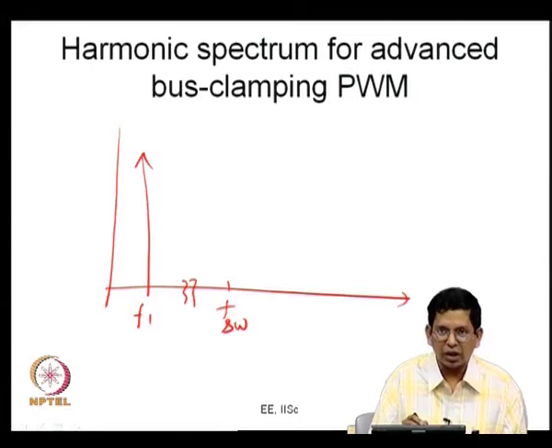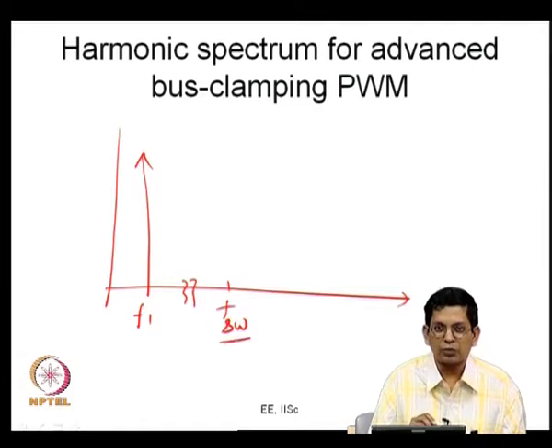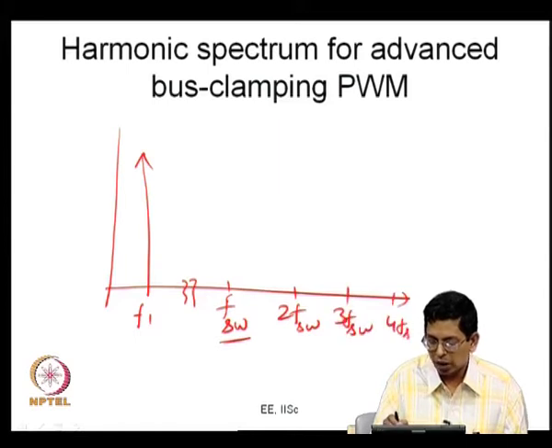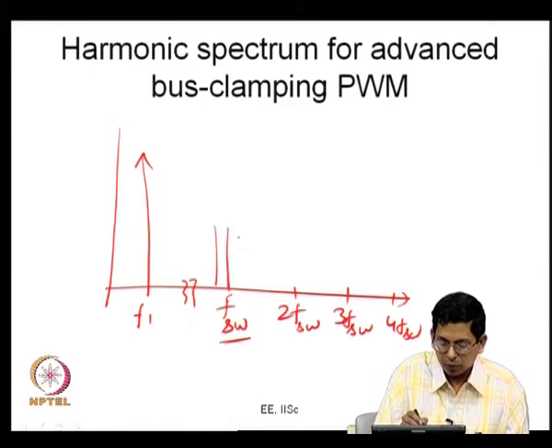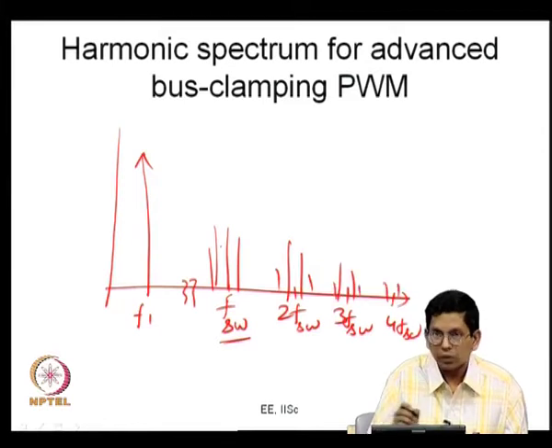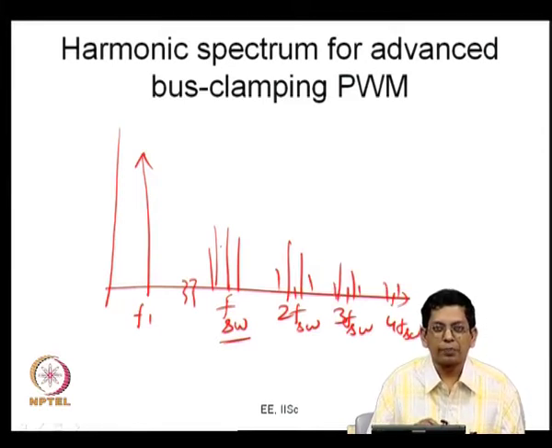Sometimes a phase switches at nominal frequency, sometimes at double the nominal frequency, and sometimes it is clamped, and the switching frequency is the average value of the switching frequency over a line cycle. You have FSW, you have 2 FSW, you have 3 FSW, and so on, and 4 FSW, and so on, and you will once again have harmonic components around these. This is how the nature is going to be.